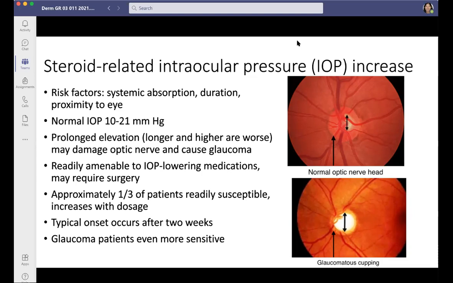So if we look at the right, you see a normal optic nerve head, and then the small arrow inside the optic nerve is showing the cup where there's no nerve tissue. That's kind of the empty space. And then if you look around that, that's what we call the rim. And there's this very thick rim of healthy nerve tissue. And if you look at the bottom parts, the cup is much larger, and that's basically because all the rim tissue is missing. And that is the effect of increased ocular pressure on the eye.